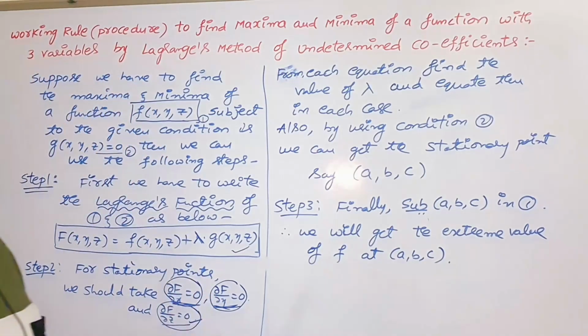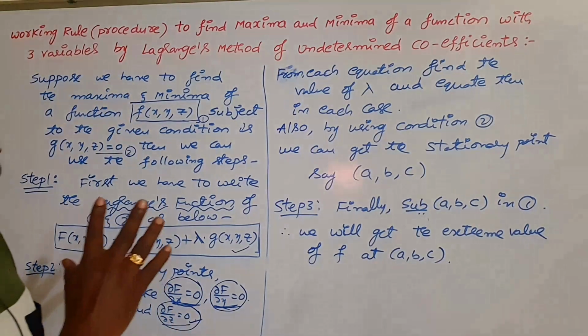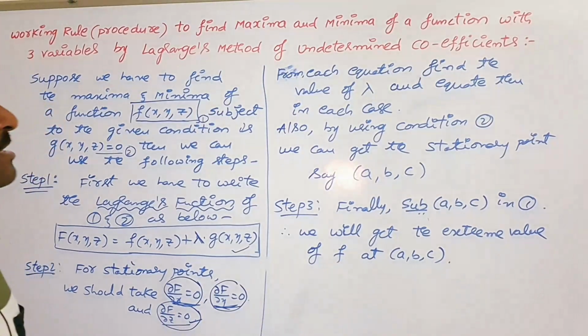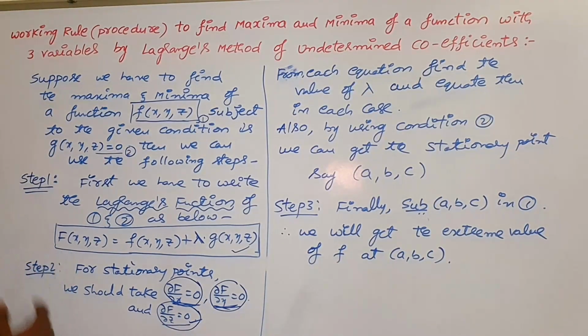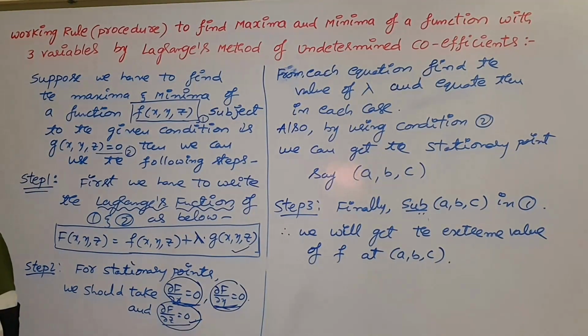Okay, that is the concept of Lagrange's method of undetermined coefficients to find the maximum and minimum of a function with the three variables. I will give the examples and practice problems from next video onwards.